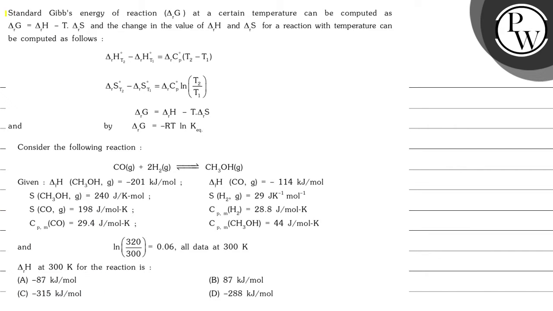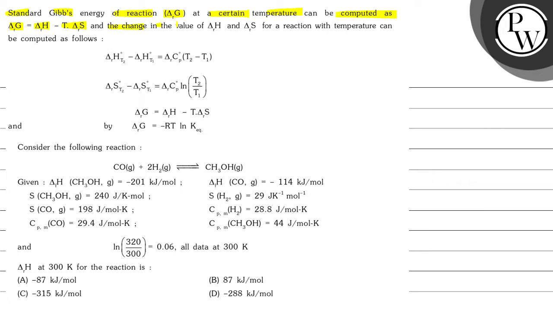Question says standard Gibbs energy of reaction, that is ΔrG, at a certain temperature can be computed as ΔG = ΔH − TΔS. Here ΔGr is standard Gibbs energy of reaction, ΔHr is standard enthalpy of reaction, and this is equals to standard entropy of reaction, the ΔS.